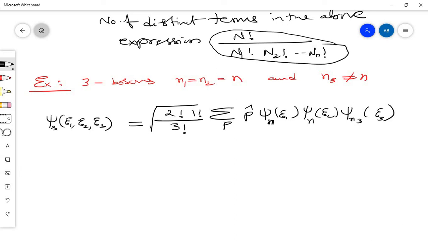So that means 3 factorial divided by 2 factorial terms will be there. 3 factorial will be 6 by 2, that is 3 distinct terms will come. Only that we need to include. So I'll write that. So this will be equal to, so only 3 is remaining here, that's 1 by root 3. Now we write all 3 distinct terms.